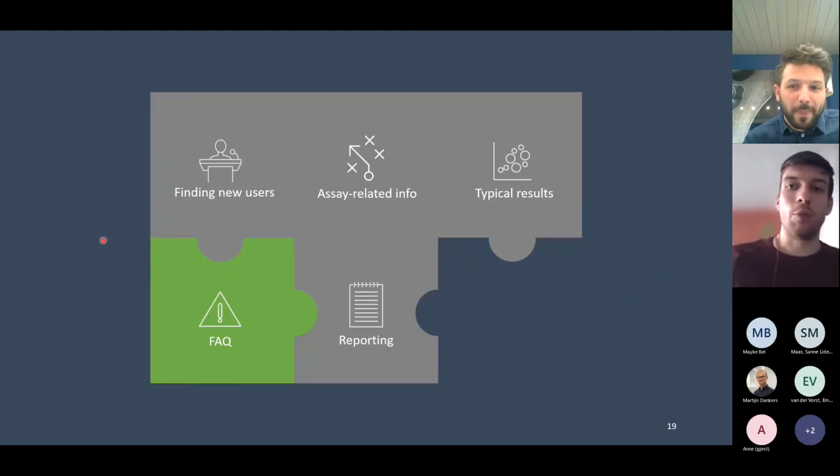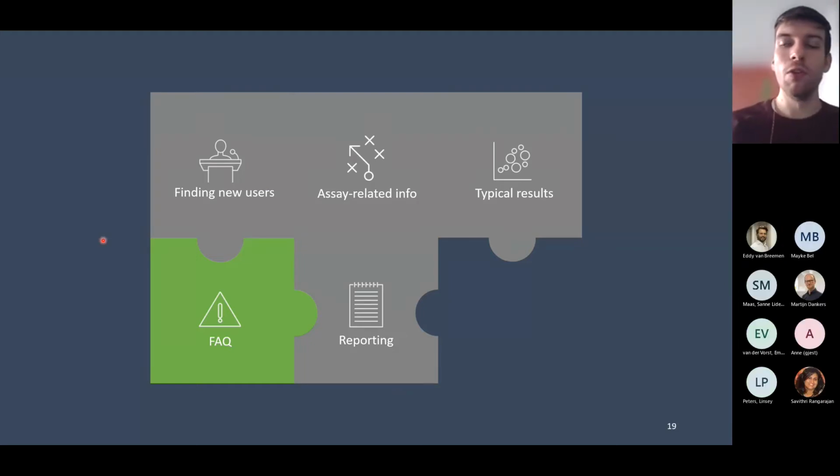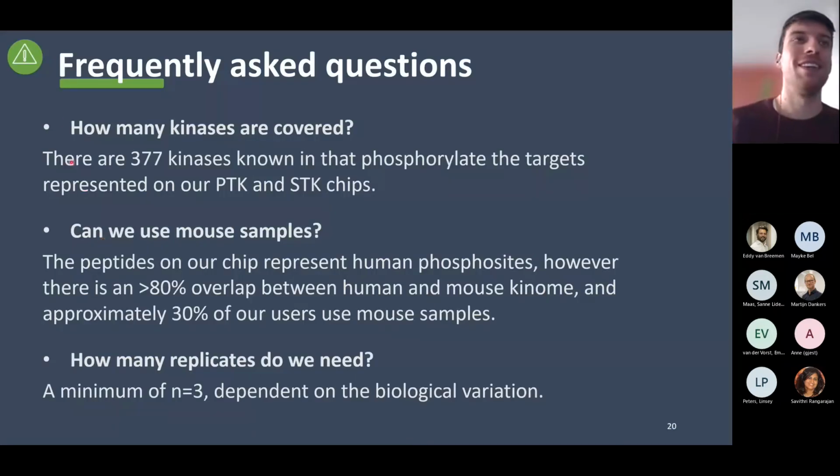So finally, I have a couple of frequently asked questions, and I think most of them I've already covered before, but this is just a short overview of some of these questions. The first one we always get is how many kinases are covered? Well, at this point, we can cover about 377 unique kinases from the human kinome that can phosphorylate the targets represented on our PTK and STK chips. As I mentioned before, this number is always increasing as our bioinformatic pipeline is also becoming better. So this is by no means a final number.